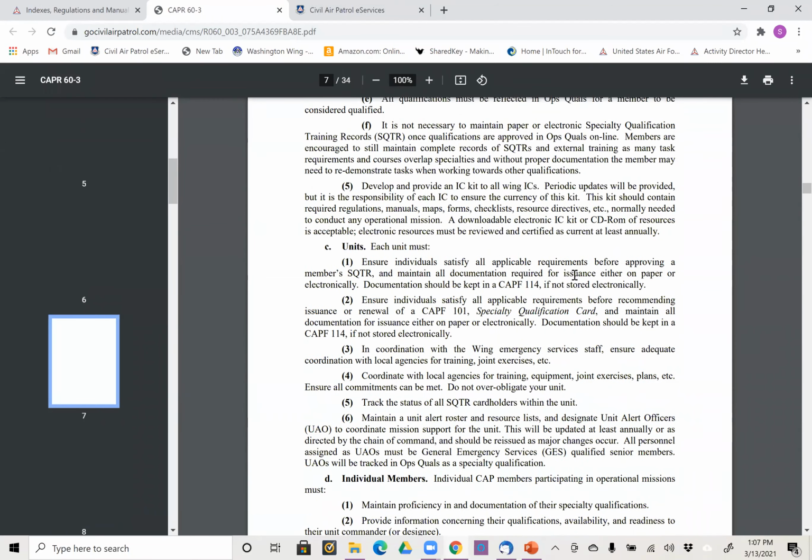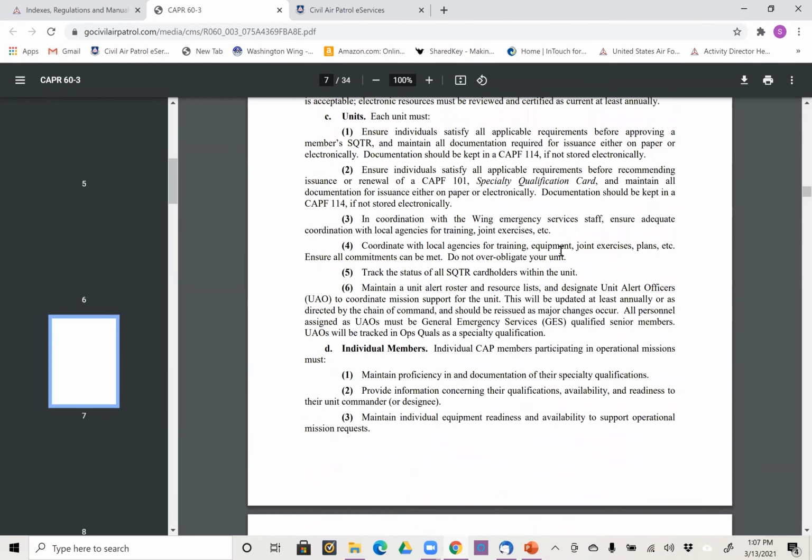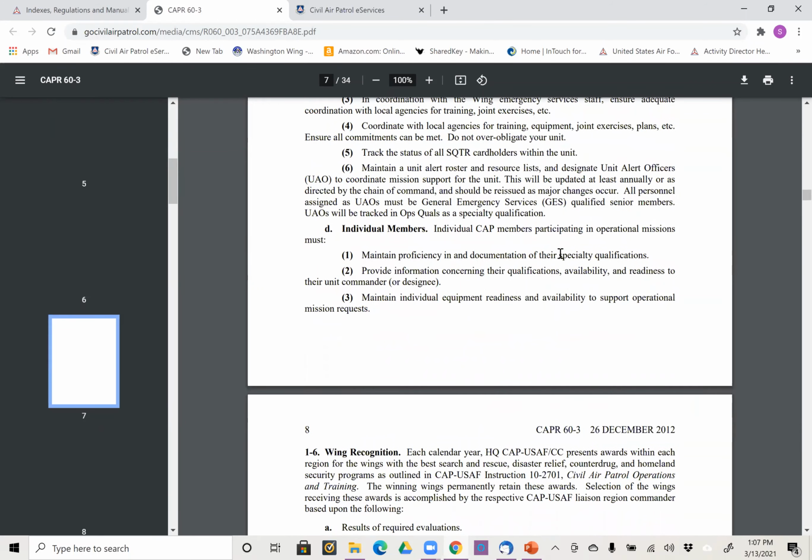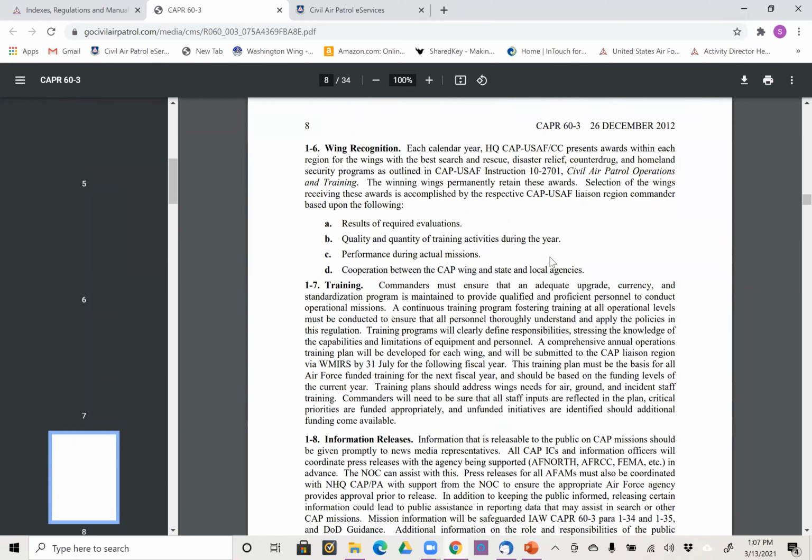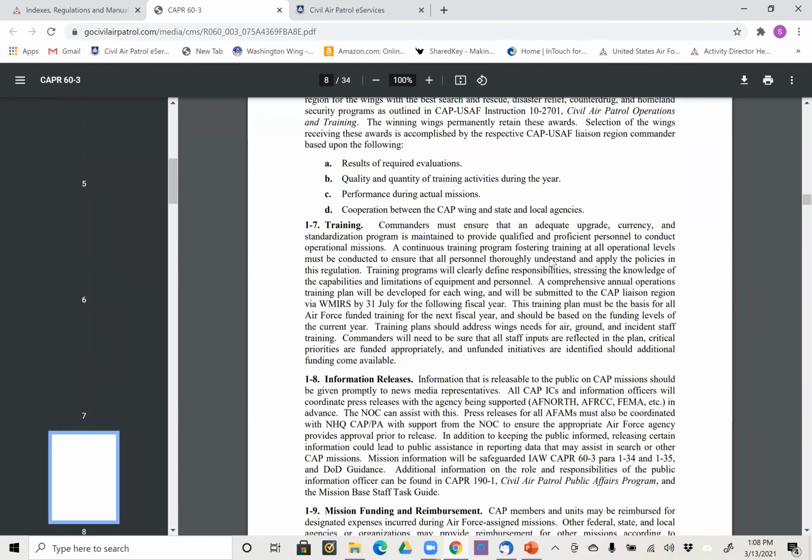Let's go back up. Here's another one. I talked about how often do you update an alert roster? I would think at least annually, or when somebody makes a change and they notify you. Correct. Annually is how often they should be done. A training plan for annual operations training has to be developed every year. This is in 1-7 here. When is that submitted? If you take a look, it has to be submitted via WMRs, updated in WMRs by the 31st of July for the following fiscal year.